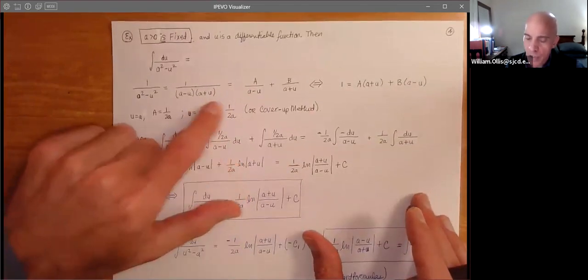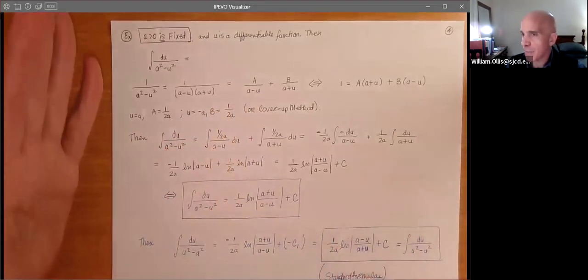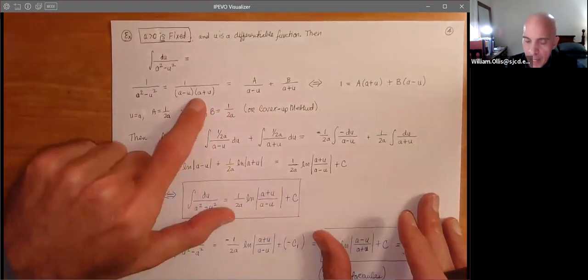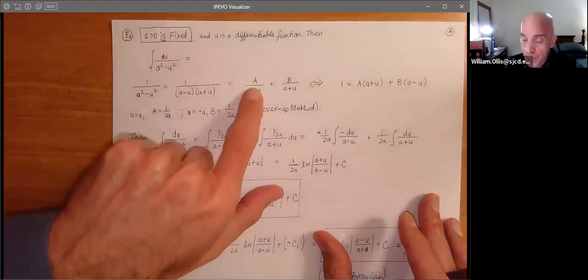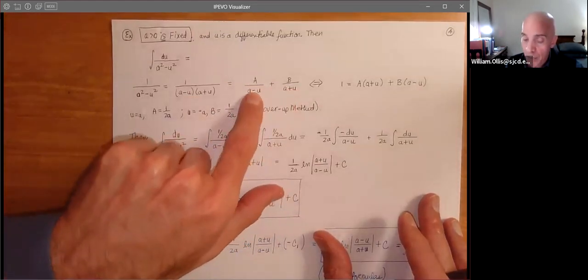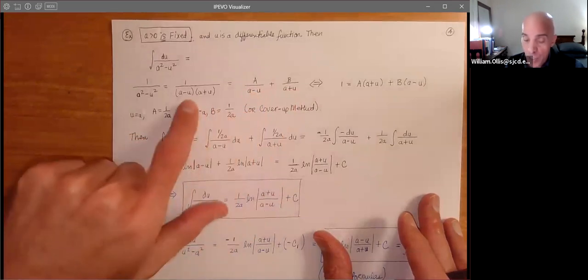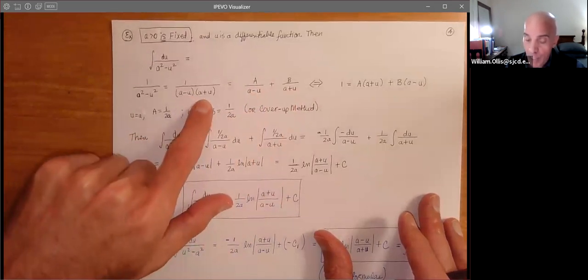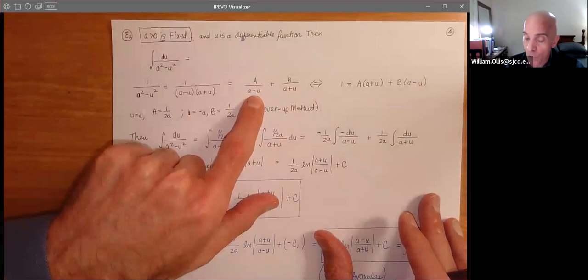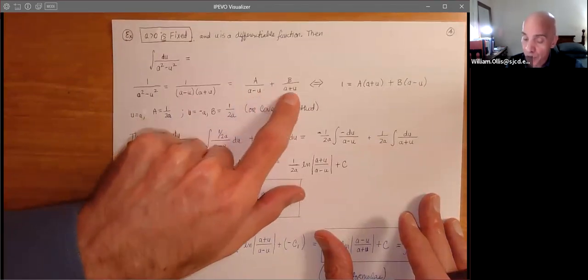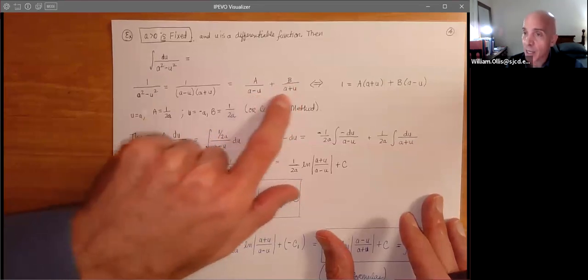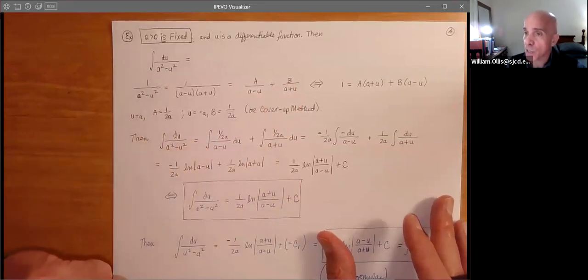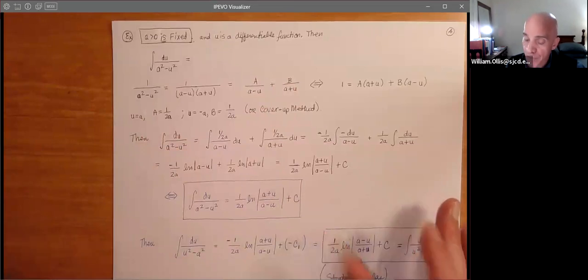So here's a little trick that actually is mathematically correct. If we have two distinct linear factors, then there are coefficients A and B that exist such that 1 over a minus u times a plus u is actually A over little a minus u plus B over little a plus u. So that's what we call a linear partial fraction decomposition of distinct factors.